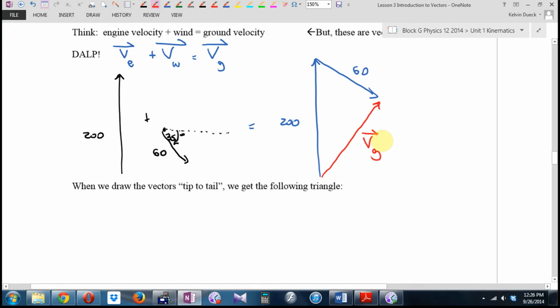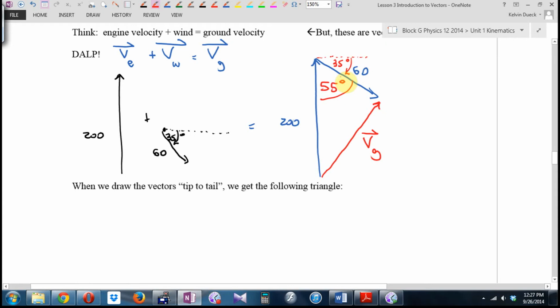Now, I've got a bit of a problem here because I need to get an angle inside this triangle, and the only angle that they gave me is this one here, is 35 degrees, because south of east. How does that help me figure out this interior angle? Yeah, fancy word, they're complementary. They're going to add to 90. So 90 minus 35 is 55.